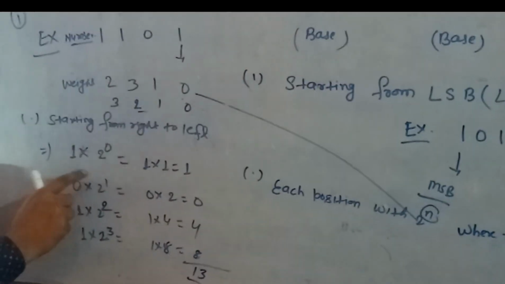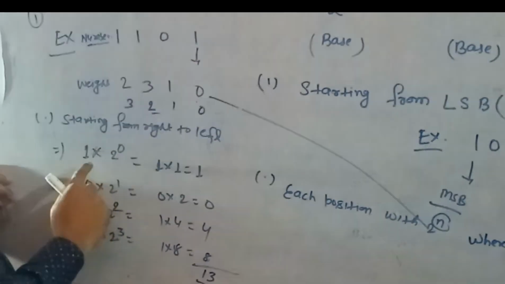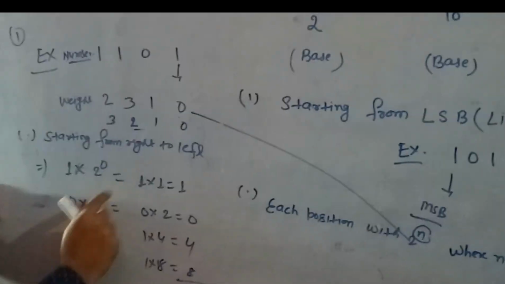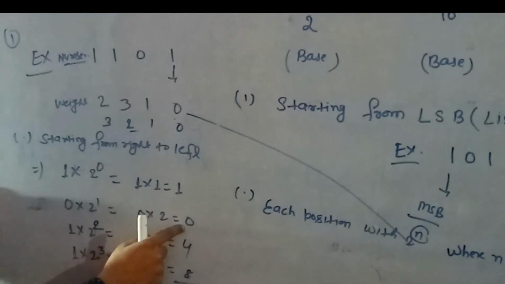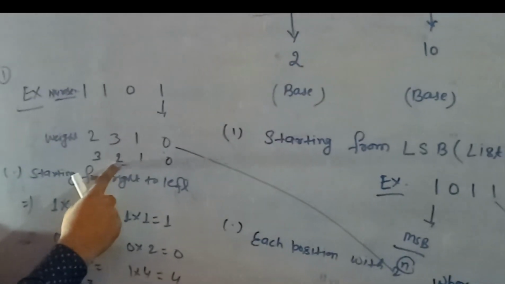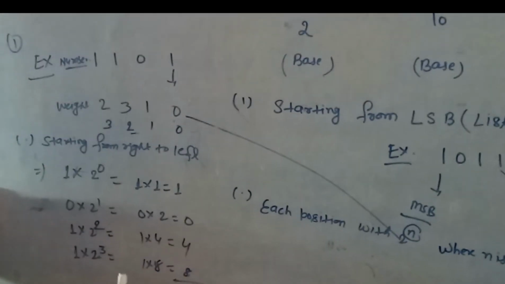I again discuss this point. Starting from right to left. 1 times 2 to the power 0 is 1. 0 times 2 to the power 1 is 0. 1 times 2 to the power 2 is 4. 1 times 2 to the power 3 is 8. Total value 13.